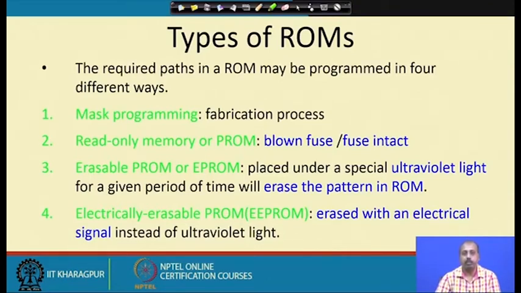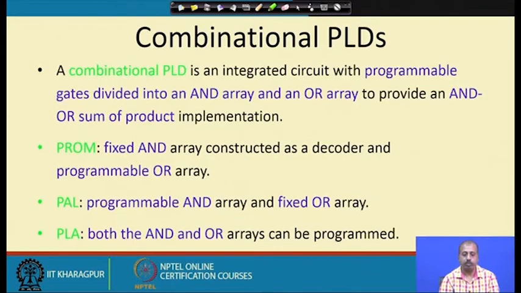The chip can stay in the circuit board itself, and you only apply a high voltage, so the chip content will be erased, whereas for EPROM you have to take the chip out and expose it to ultraviolet light separately for erasing it. So, these are the different types of ROMs that we have. There are some other programmable logic devices, which come under the broad heading of combinational PLDs, or programmable logic devices.